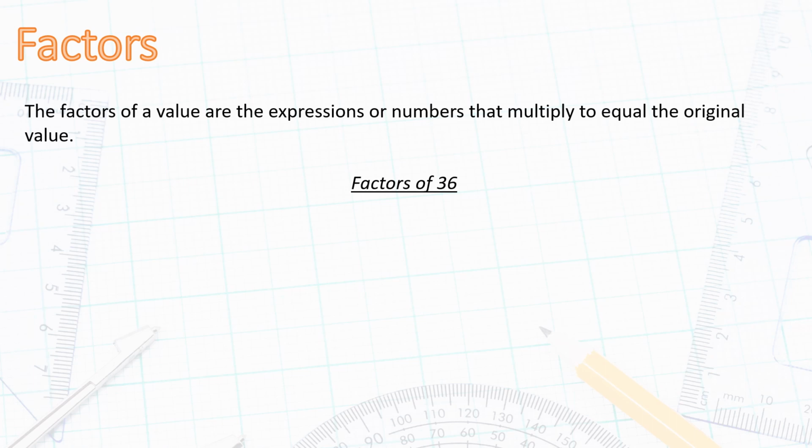All right, so the factors of a value are the expressions or numbers that multiply to equal the original value. If you're talking about factors of something, what numbers will multiply to be the original value we're trying to find? So if I'm asking you for factors of 36, I'm asking you what numbers multiply to be 36, and they have to be whole numbers. So I'm not saying like a half times 72 or something like that. We're looking for whole numbers. They can be positive or negative, which is important. So factors of 36, I usually like to start with 1.